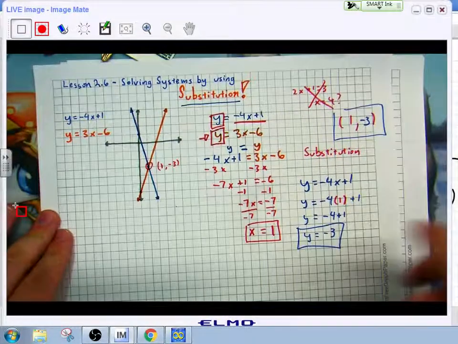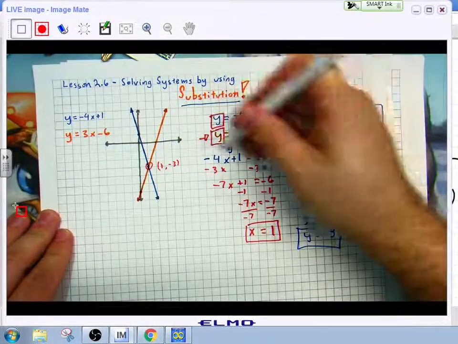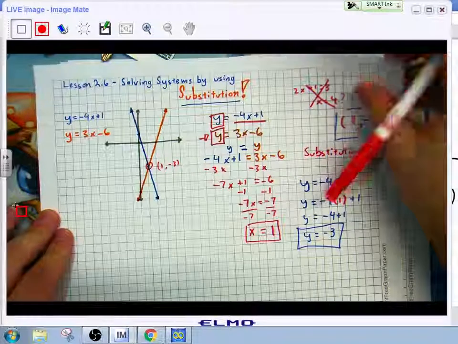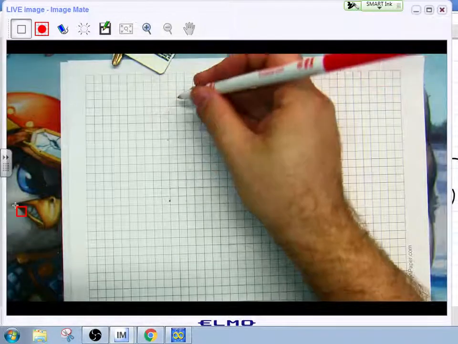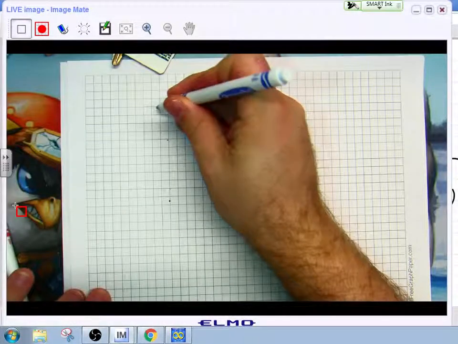I want you guys to get one more example in your notes. This time, both of these were in slope-intercept form. Let's see what happens if we're doing it in standard form, because it gets a little bit more complicated. So say instead, I'll keep using blue and orange. I think those colors work well on the overhead here.